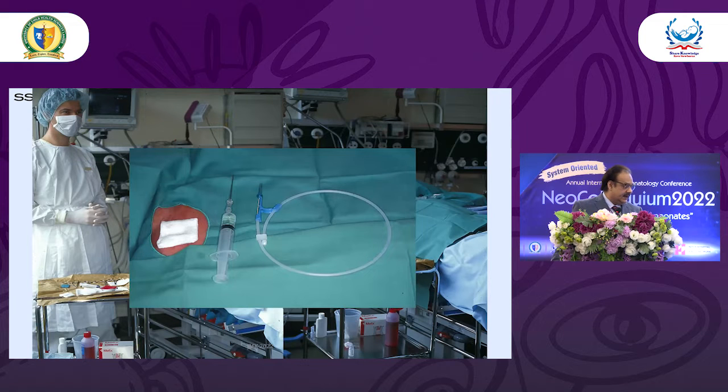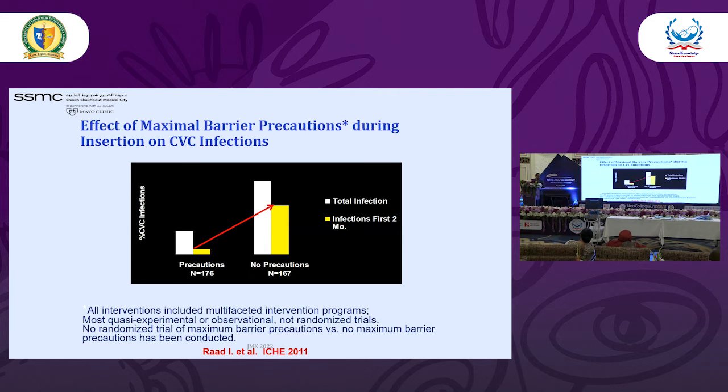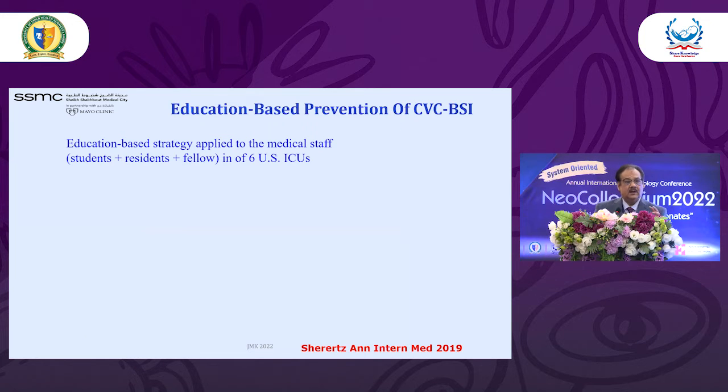So as you can see here, you have to make this window, and it looks nice with a drape, and then you put your catheter in. Now, effect of maximal barrier. So it is 2011 again. Say the precaution and no precaution. The precaution and no precaution, it increases the total infection, which is statistically significant. So we have to do that.